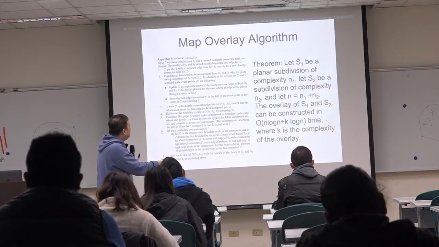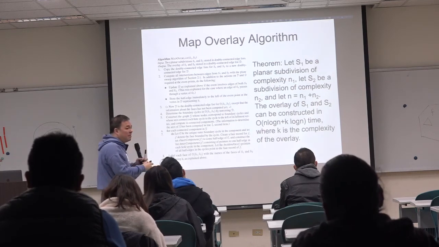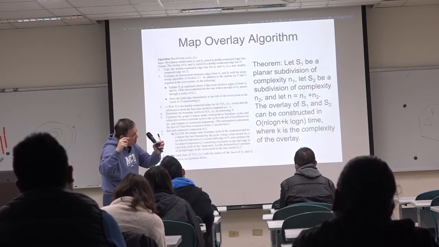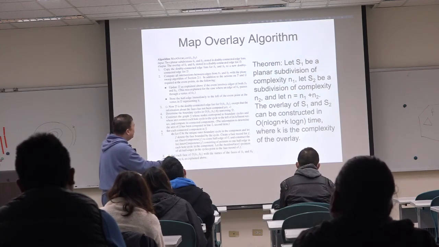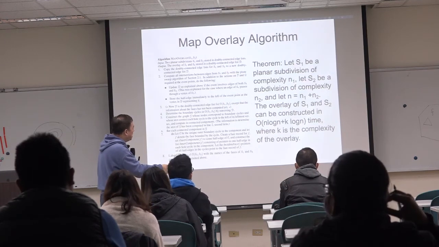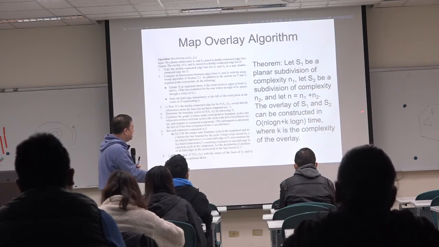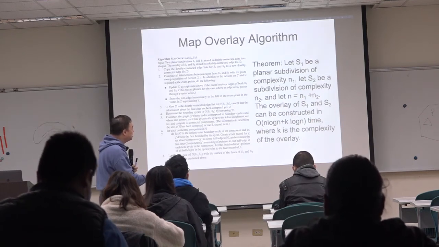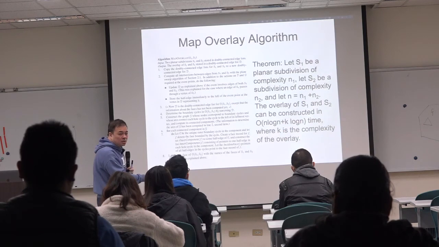So S1 here is compact. When I say compact S1, I mean that the number of vertices, the number of half edges, and the number of faces add up, and these three numbers add up to the complexity of S1. So for S2, the complexity is N2, and N is N1 plus N2. Then the overlay of S1 and S2 takes O(N log N plus K log N) time, where K is the complexity of the overlay.